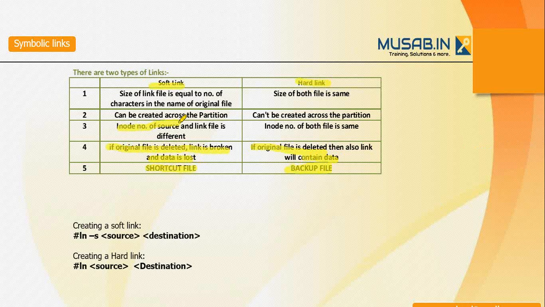Inode number of source and the link are different for soft link, whereas inode number of both files are same for hard link. Now over here, let's try to understand what these inodes are. Inodes basically stands for index node. When you create a file, a series of inodes will be generated and attached to it.